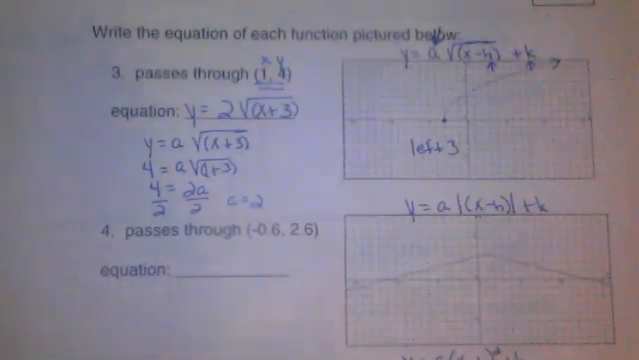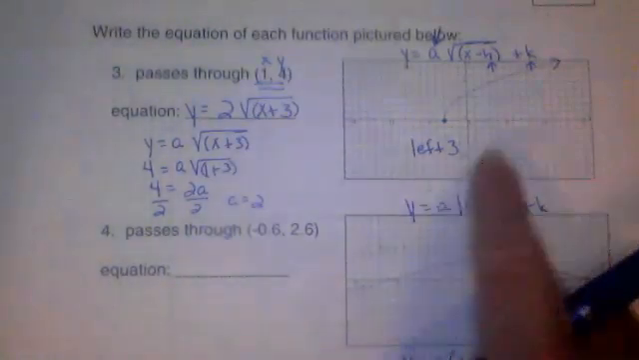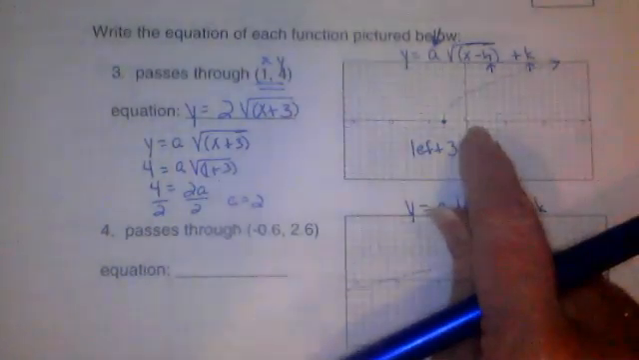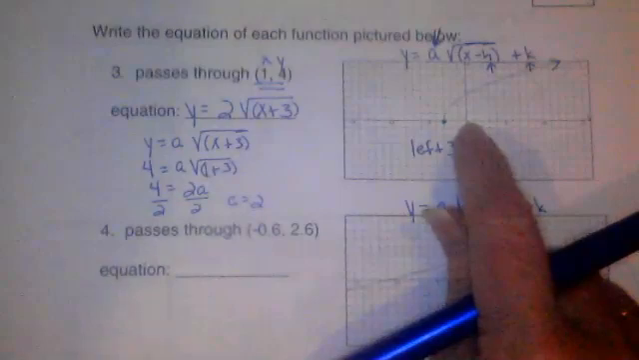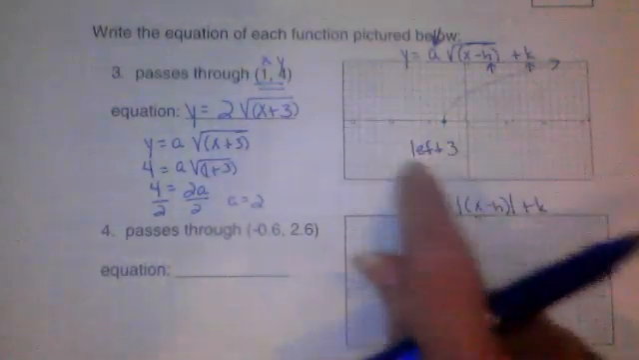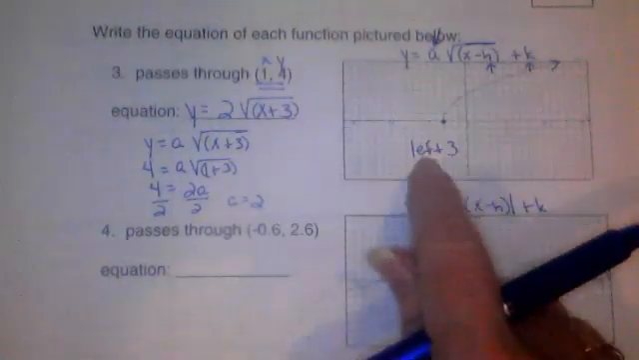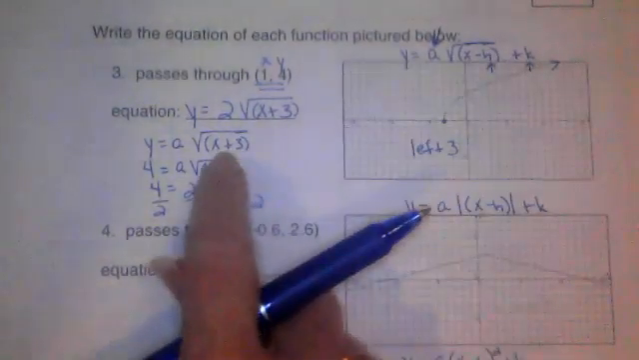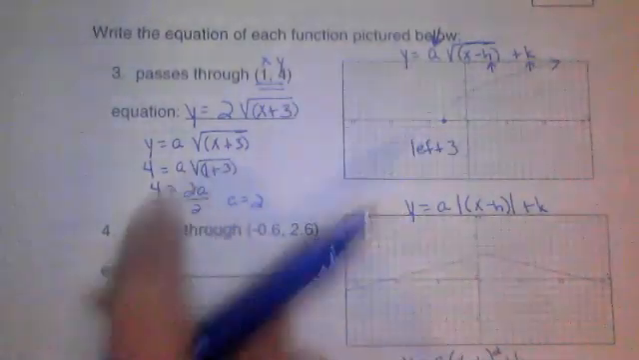So here's the order we're going to do this in. Look at your parent function. You may need to look back at your original parent function graphs if you don't remember where they used to start. But this one started at the origin, so we moved left 3. So that's the first thing you want to figure out. Figure out where you want to put this. We're putting it in for h. Put that in your equation, and then use the point to solve for a.